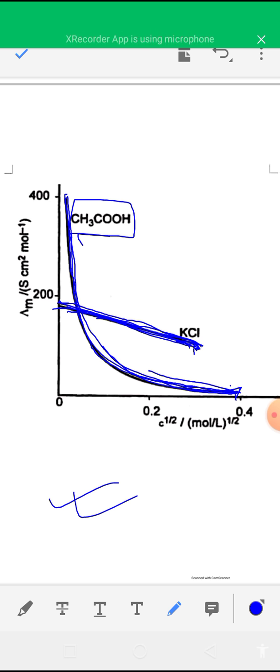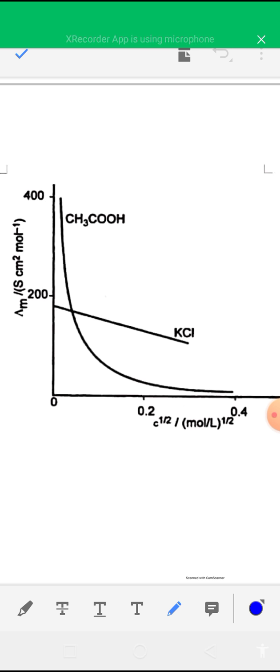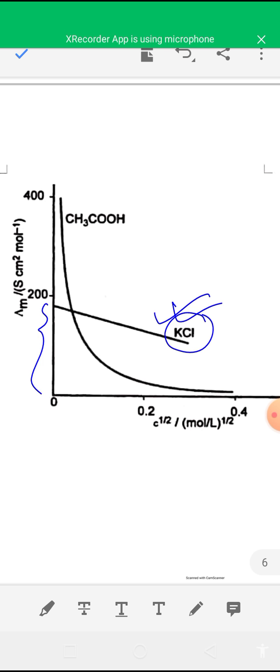With increase in dilution, the conductivity of a strong electrolyte increases linearly. So for a strong electrolyte you can calculate the limiting molar conductivity when concentration is almost 0. From this graph you can calculate the conductivity of a strong electrolyte at almost zero concentration, and this will be the maximum value of molar conductivity for that strong electrolyte. This conductivity is known as limiting molar conductivity.